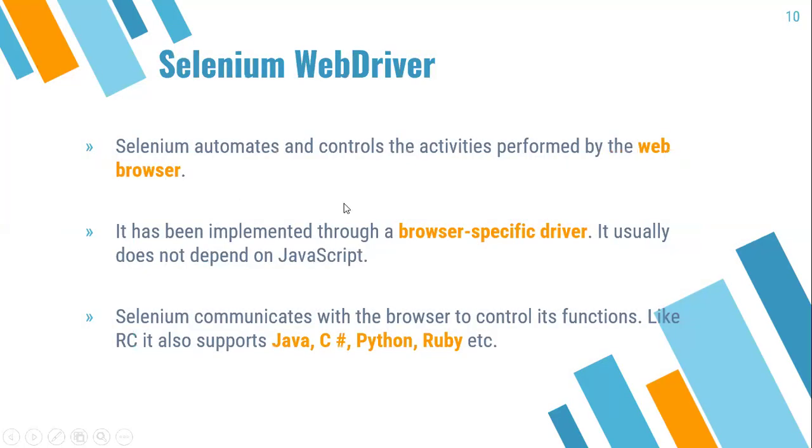So where we are, one of the most important things is the WebDriver. Selenium automates and controls the activities performed by the web browser. In the web browser, as I told you, there are click, drag, scrolling up, scrolling down. All of this we can control by using Selenium automation.